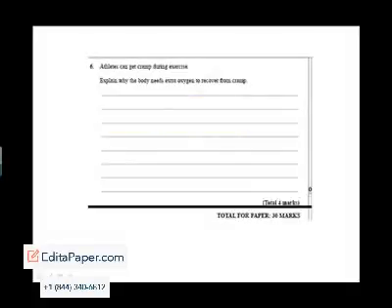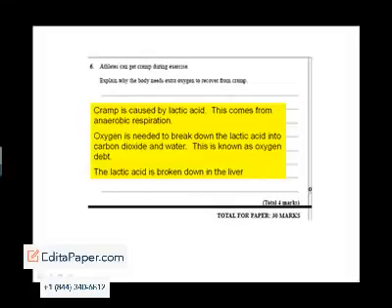Finally, question 6. This is for 4 marks, and we're told that athletes get cramp during exercise. We need to explain why the body needs extra oxygen to recover from cramp. 4 marks, you need to write at least 4 pieces of relevant information. First of all, we can start by defining what cramp is. Well, it's caused by lactic acid. Where does the lactic acid come from? It comes from anaerobic respiration.